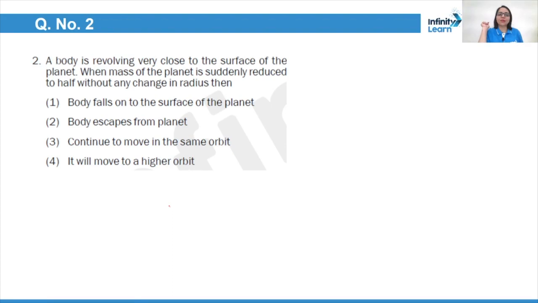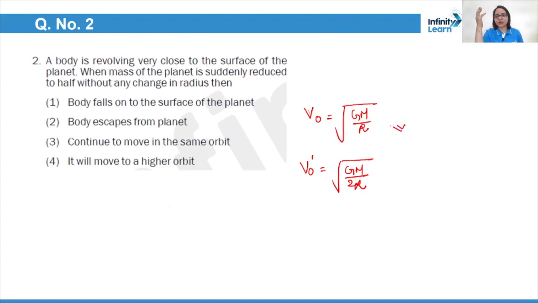Question number 2 is, a body is revolving very close to the surface of the planet. When the mass of the planet is suddenly reduced to half without any change in radius, then what happens to the body? So let's see. When mass is M, radius of the planet is r, then orbital velocity of this satellite body is under root GM upon r. Okay. Now, when we are reducing the mass of the planet by 1 by 2, its orbital velocity Vo dash should be under root GM upon 2r, but it is under root GM upon r.